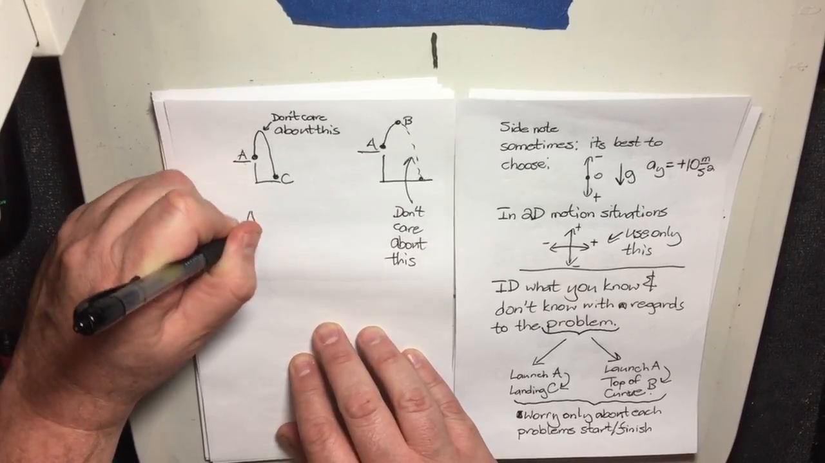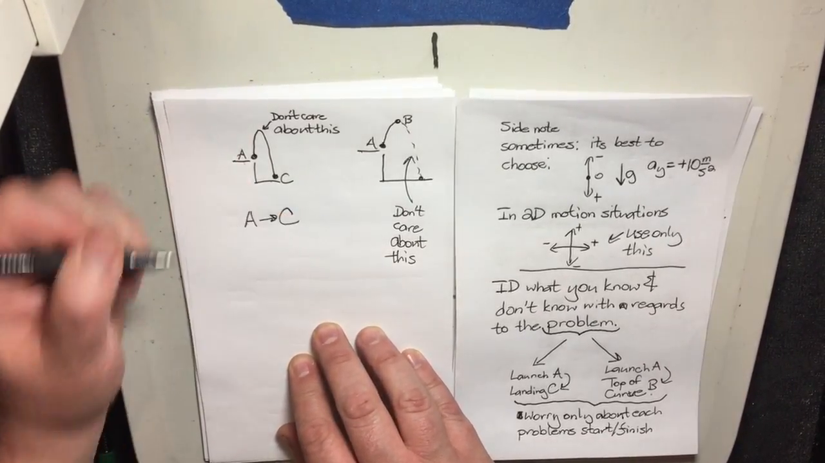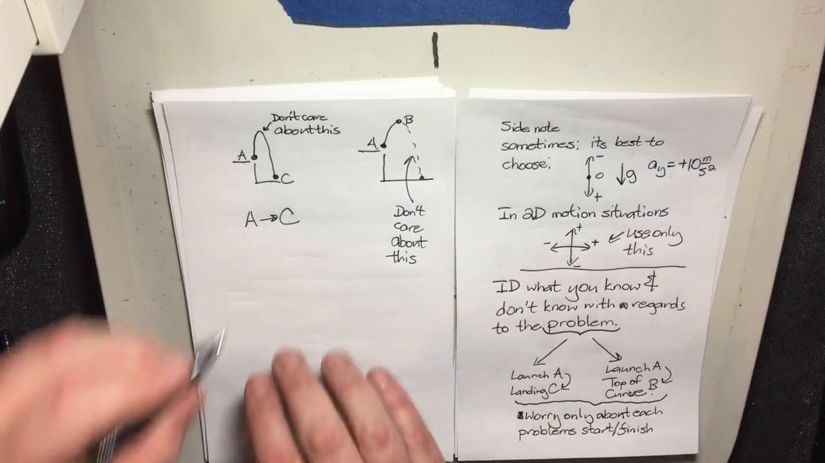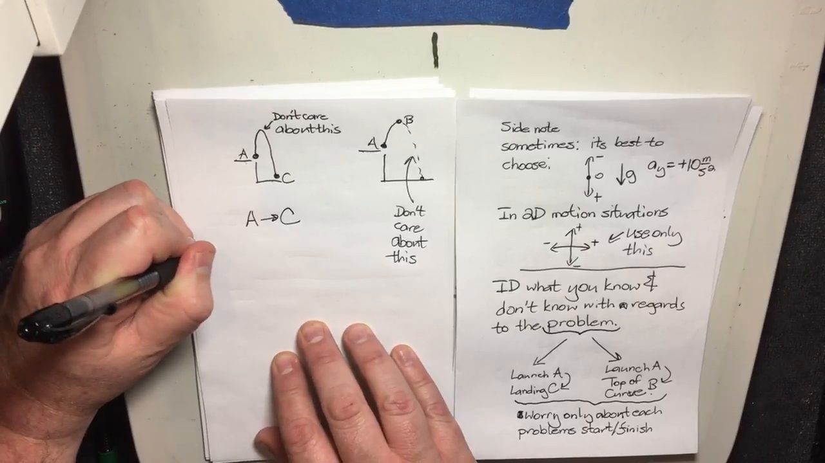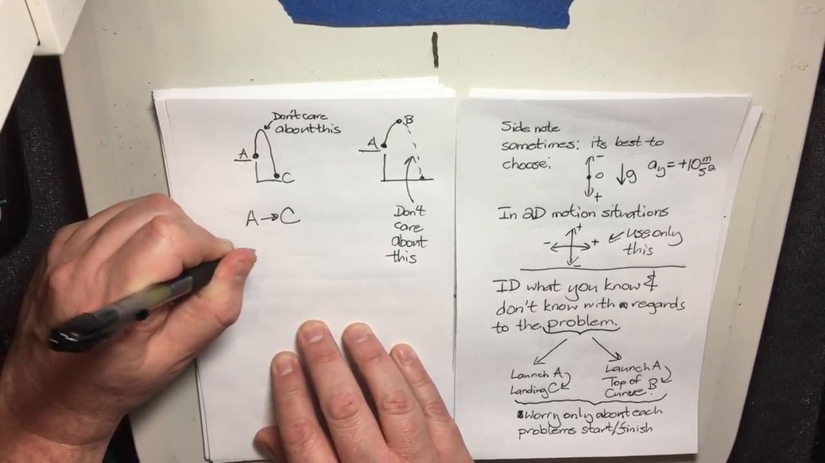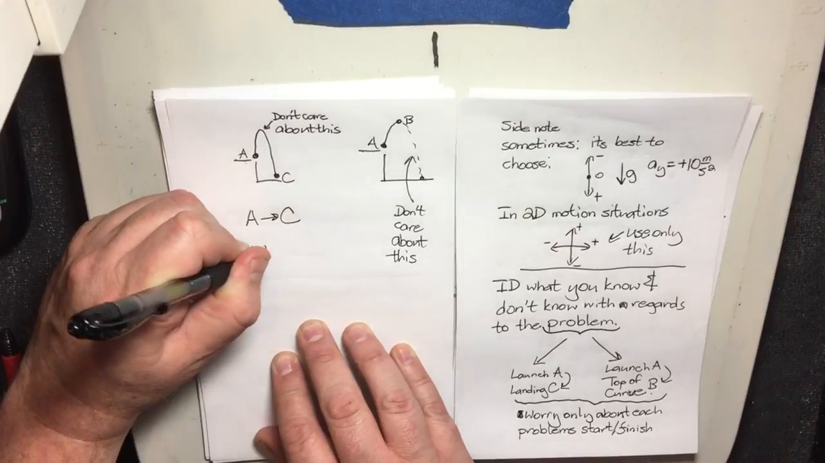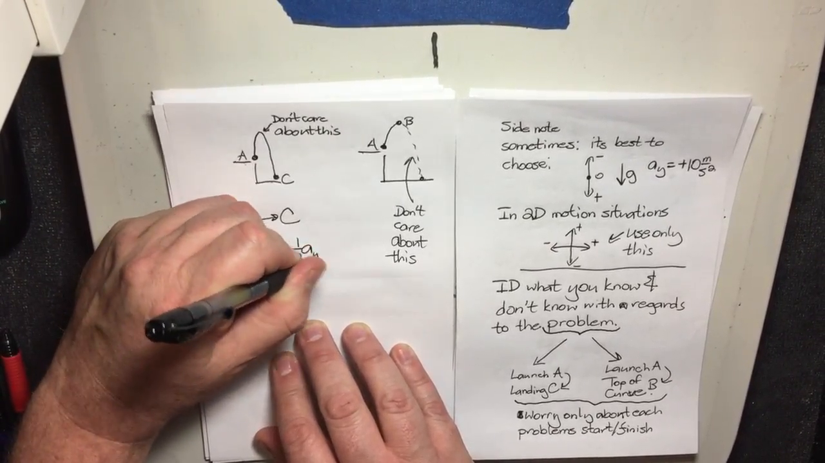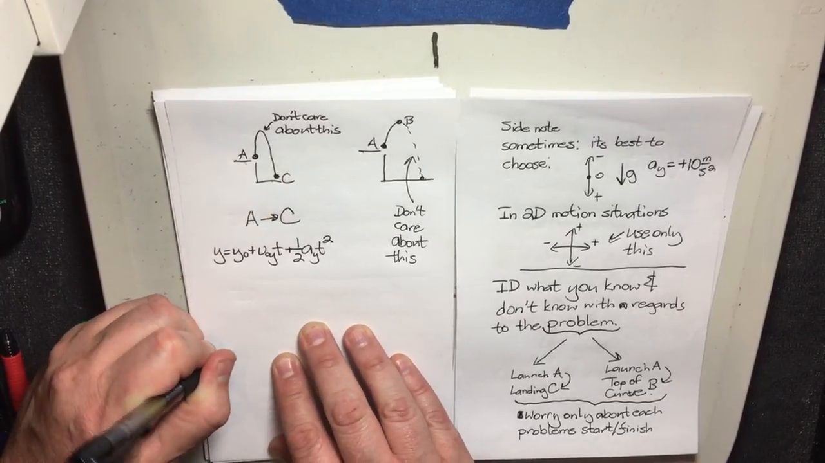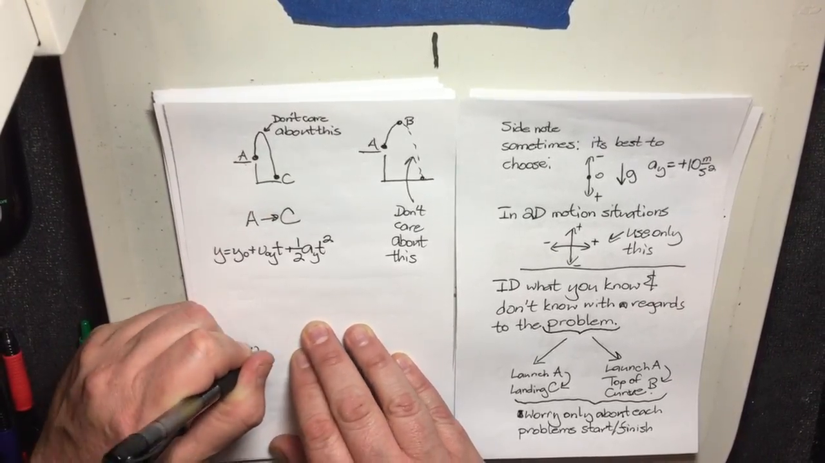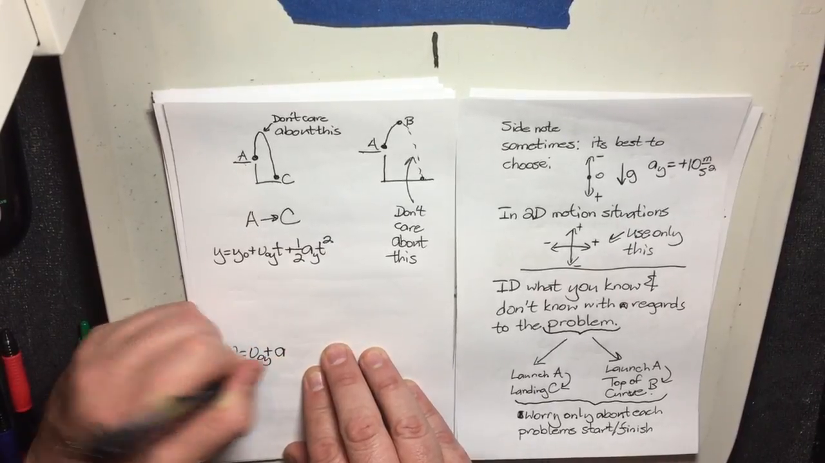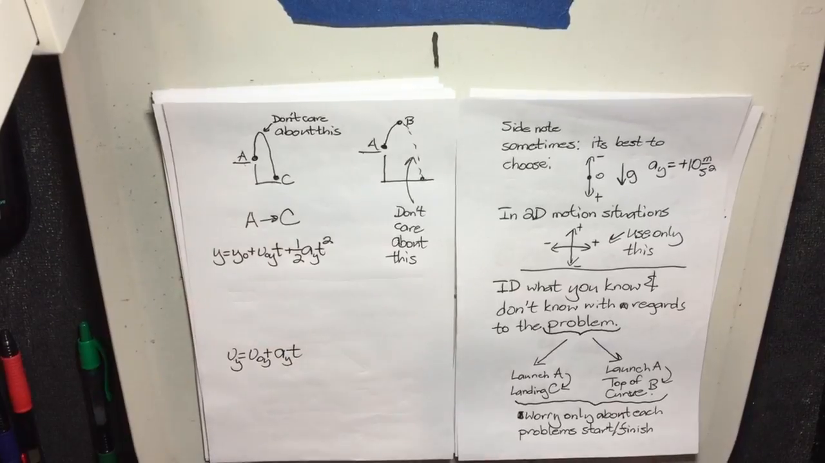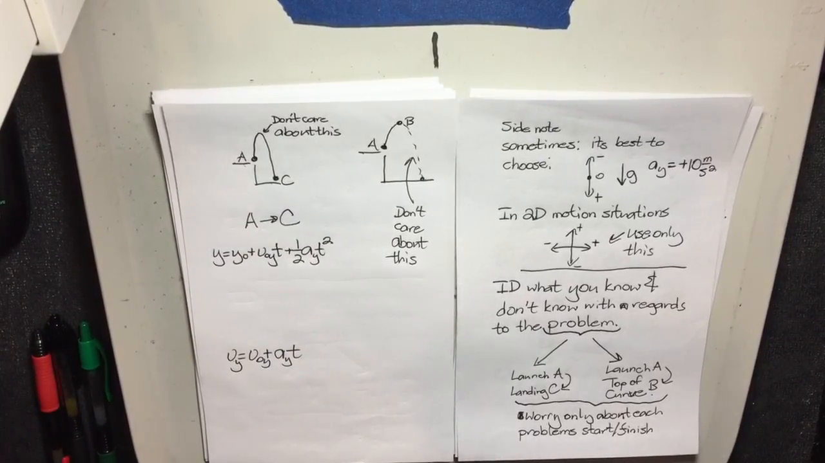So the first thing we're going to do is look at from A to C. And we're going to look at y equals y naught plus v naught y t plus 1/2 a y t squared, and v y equals v naught y plus a y t.